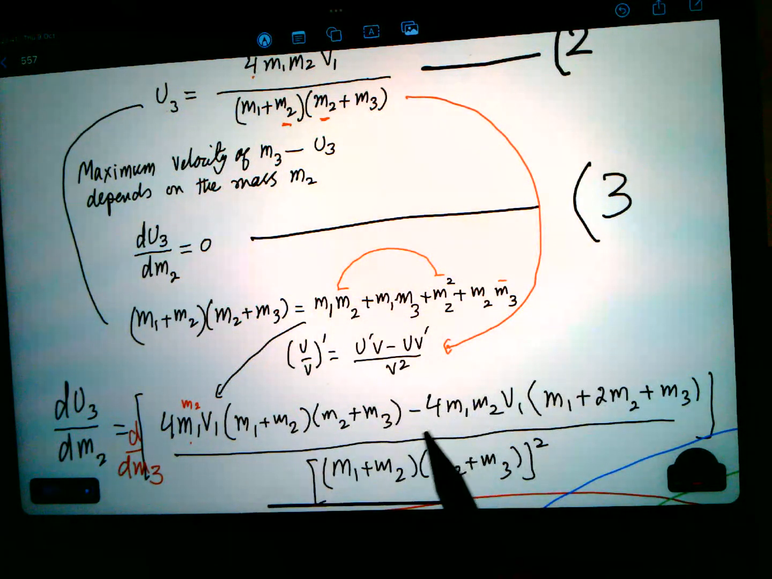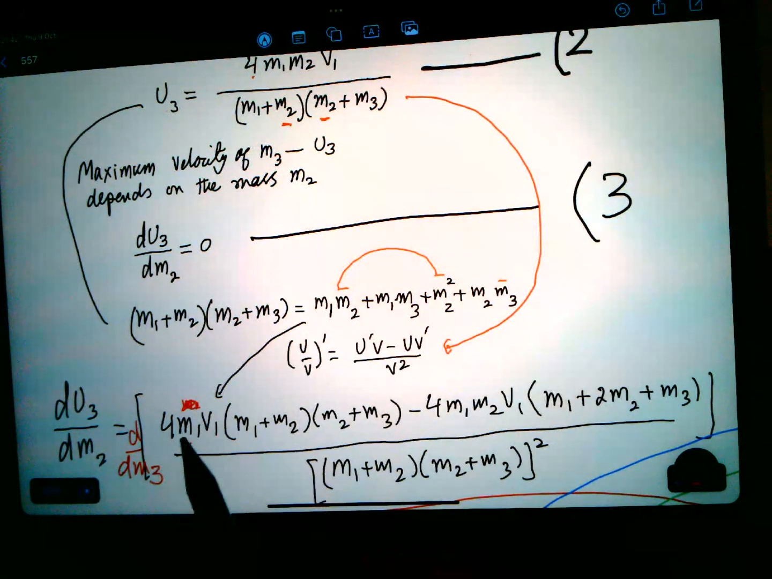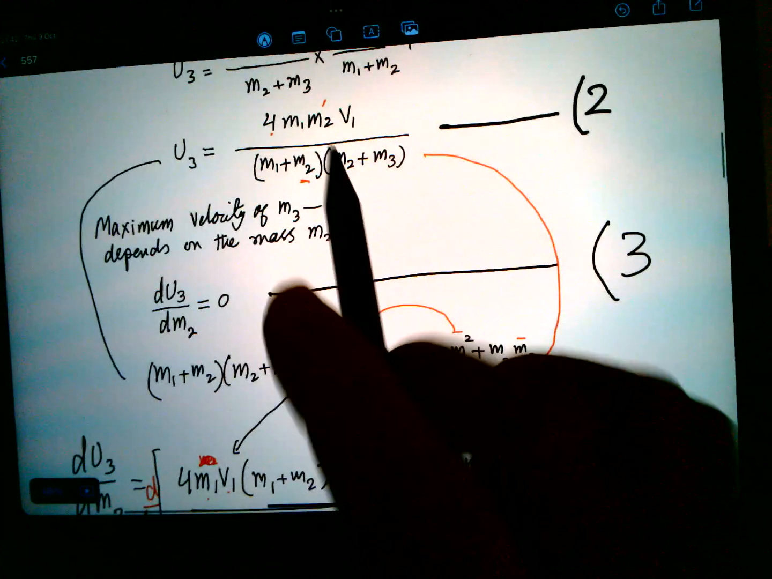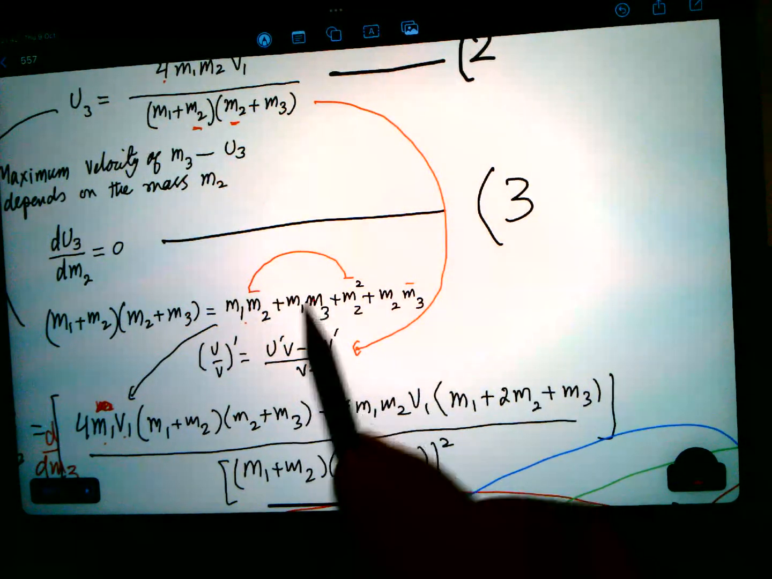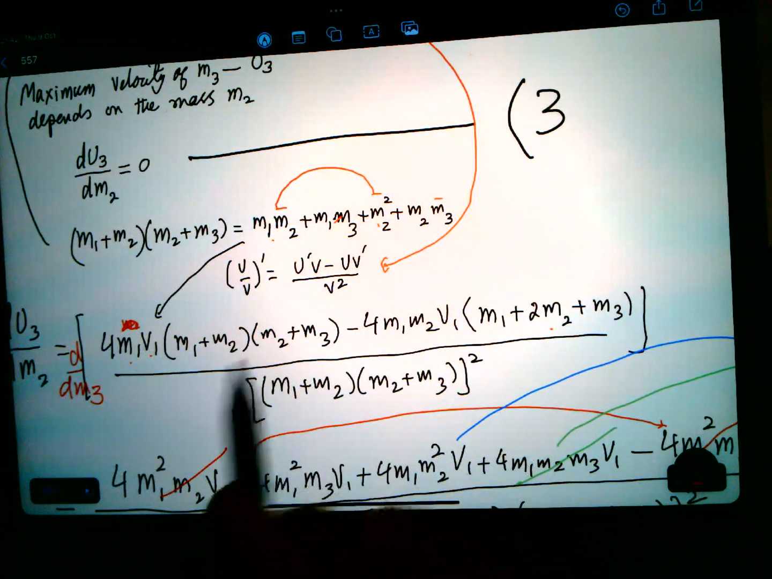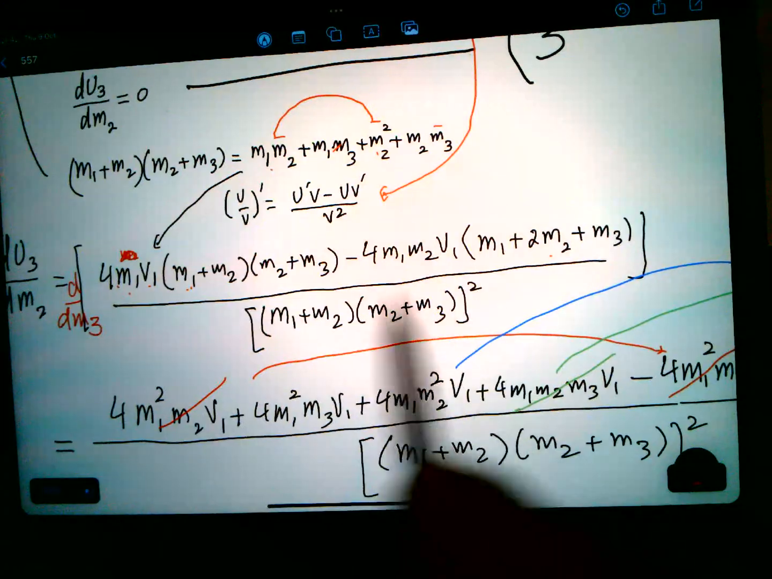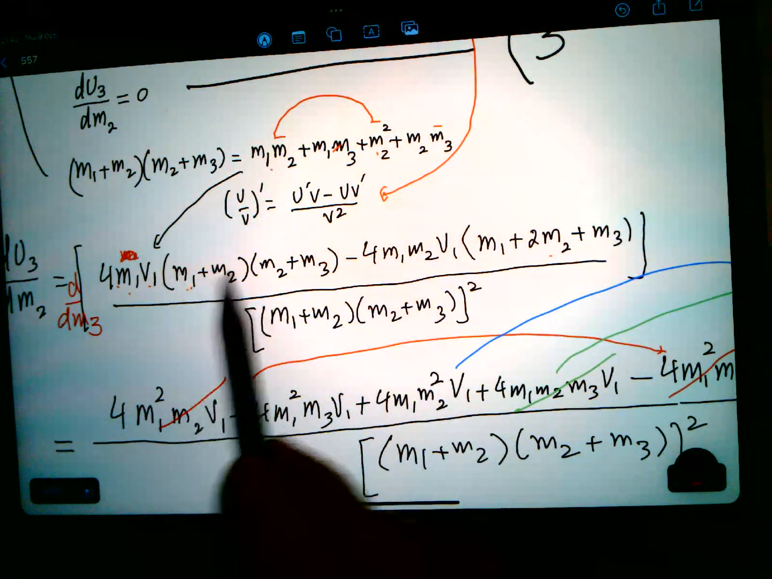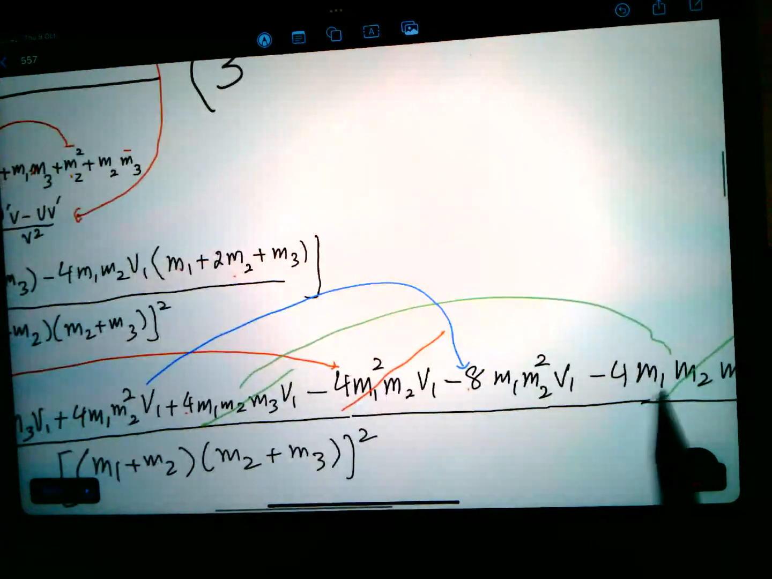The first derivative of the top, 4m1 v1, is multiplied by the second one, minus the first one, 4m1 m2 v1, times the derivative of the denominator. The derivative of m1 is 0, and the derivative of m2 is 1; this one is m2 plus m3, all multiplied by the square. Now if we multiply out, we get four terms, and then again three terms.